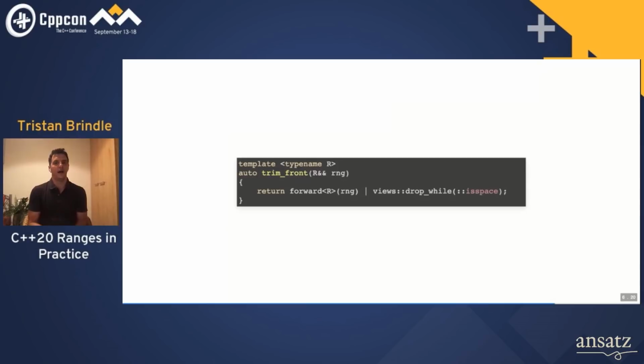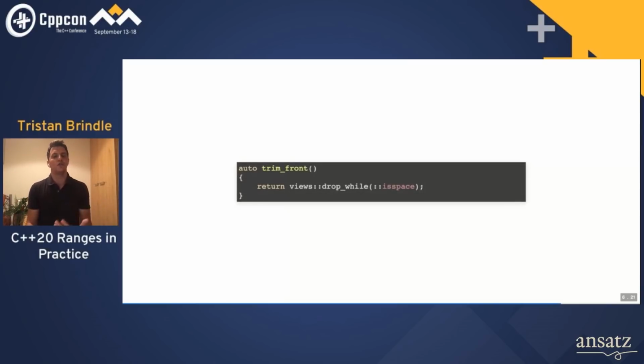So let's, for the moment, focus back in on TrimFront again. So what does this do? This function takes an arbitrary range and pipes it through DropWhile. And this returns us an adapted range, a lazy range. Well, actually, we don't really need to do all this work, or at least not in this function. What we can do instead of taking an arbitrary range and piping it through DropWhile is just return the DropWhile view itself. This is now, instead of returning an adapted range, we're now just returning the adapter.